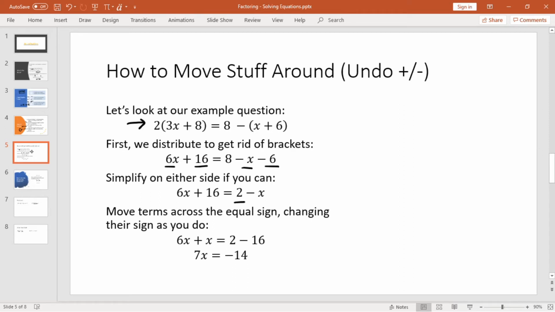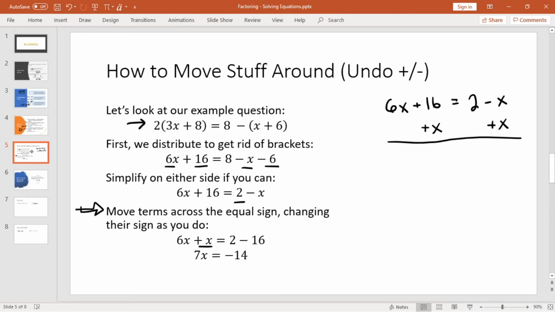All right. Now here's the part that I want to get into a little more detail on. Move terms across the equal sign, changing their sign as you do. So you'll notice that the x was on the right side, it's now on the left side, and it's positive. The idea behind that goes back to that I can do anything I want as long as I do it to both sides of the equation. So I want the x to go over to the left side. It's a negative, so I undo that minus x by adding x, and I must do it to both sides of the equation.